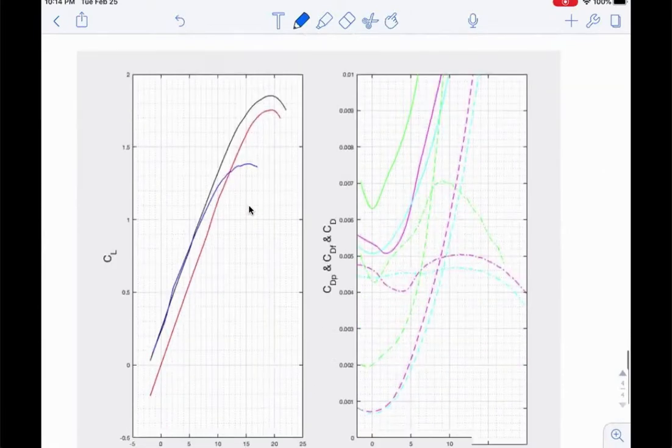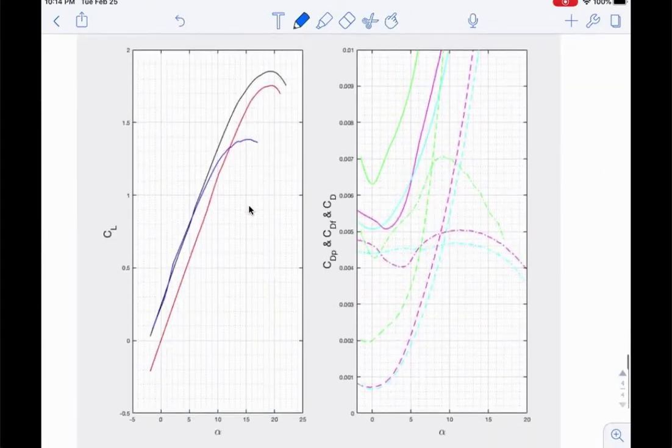This is a polar, a performance diagram, essentially for these foils. On the left is shown the lift coefficient as a function of the angle of attack in degrees. You can see there are three curves shown there, black, red, and blue. Drag coefficient is shown on the right. We'll come back to that in a second.